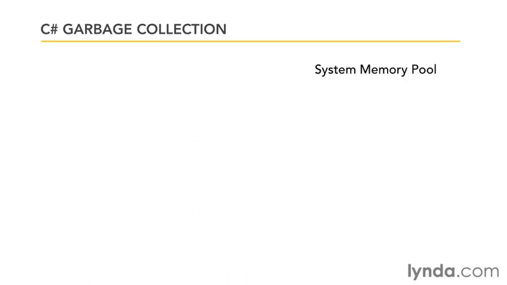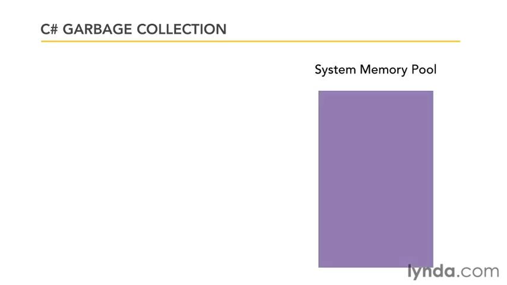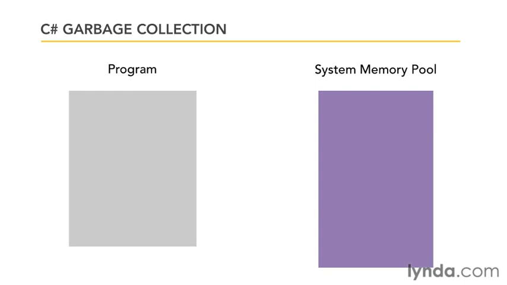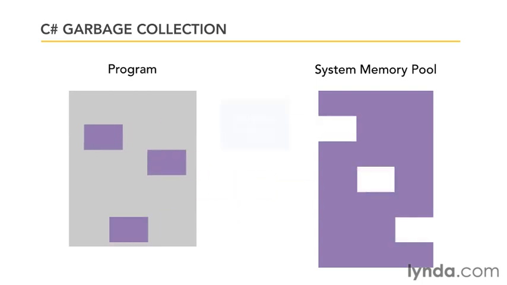So let's take a look at conceptually how this works. There's a big pool of memory available to the system, and we can think of it as this big purple box you see right here. Your program is going to use this memory during the course of its operation. As your program runs, it's going to allocate blocks of memory. And when it does that, those blocks of memory are going to be taken out of the system memory pool and assigned to your program.